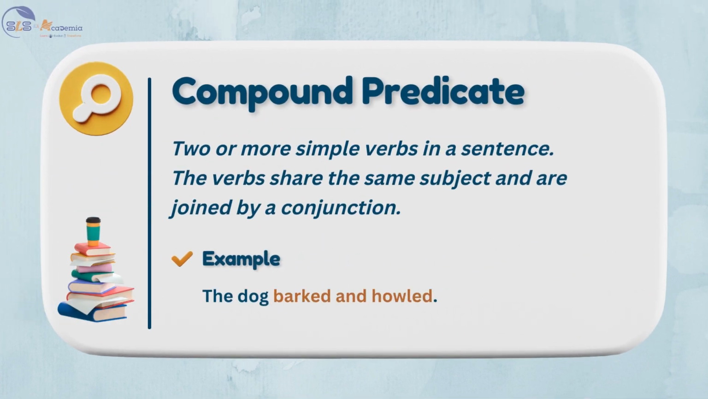When two or more such simple verbs are present in a sentence, it is called a compound predicate. The verbs share the same subject and are joined by a conjunction. For example, in the sentence, the dog barked and howled, there are two verbs, barked and howled, and they are separated by the conjunction and. So the compound predicate in this sentence is barked and howled.